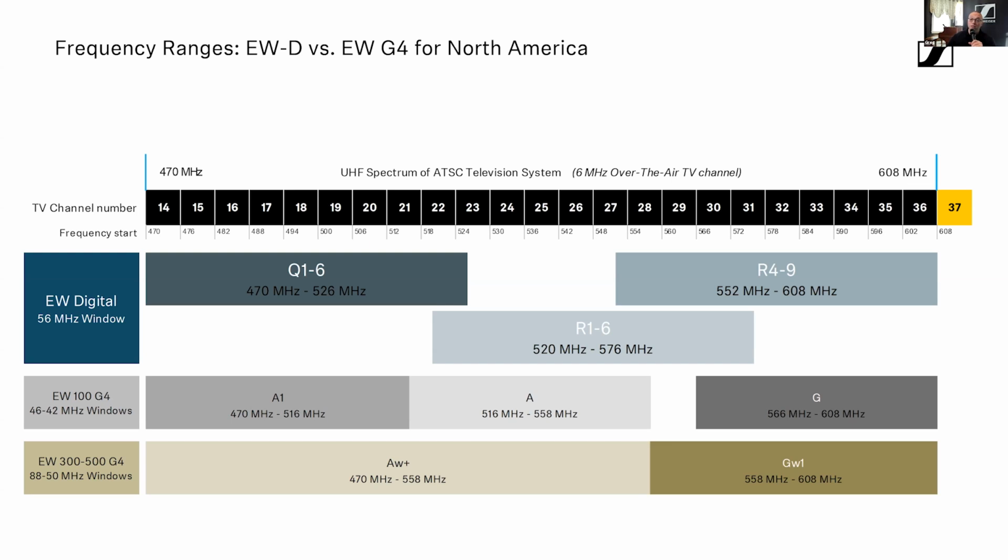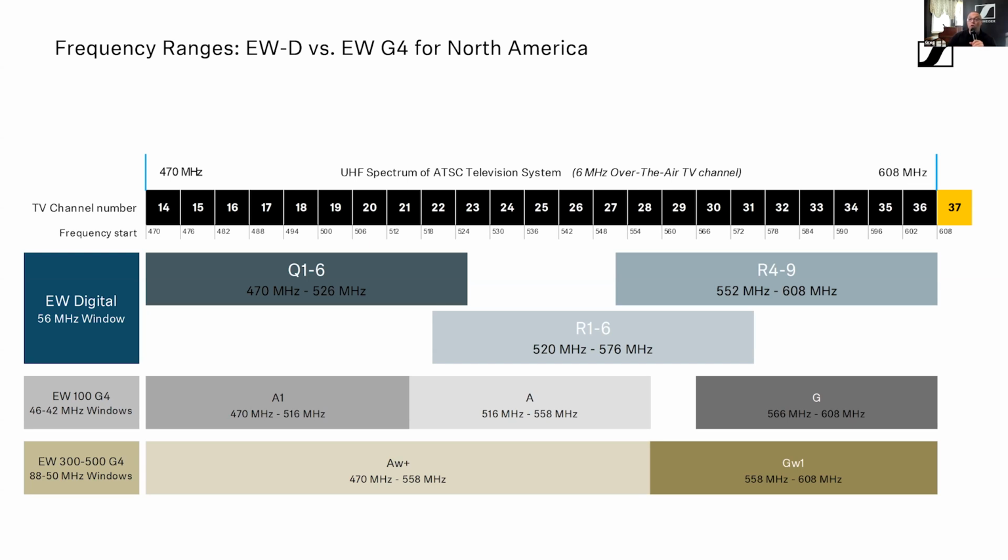We then have R1 through 6, which is going to go from 520 megahertz all the way up to 576 megahertz, very similar to the A band, and right in between the AW plus and GW bands for the 300-500 series. And then we have the R4 through 9 band, which is going to be 552 to 608 megahertz. That is similar to the G band, but again, wider. And it's actually a little bit wider than the GW1 band we have available in North America for the 300 and 500 series.